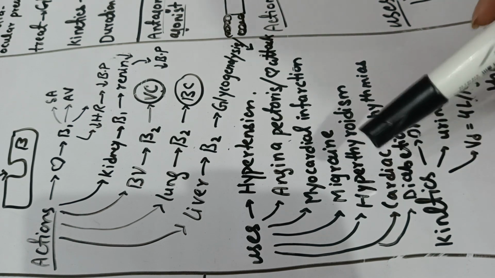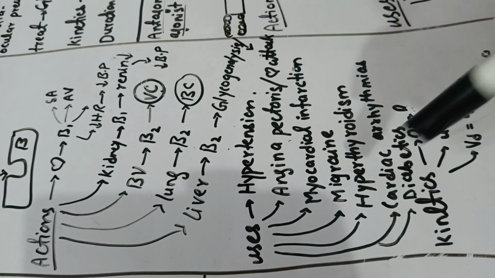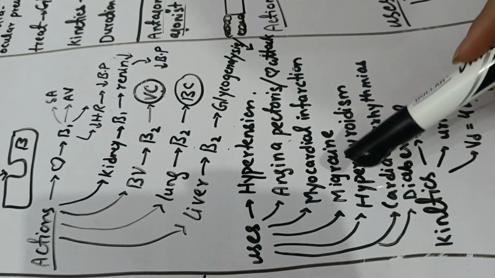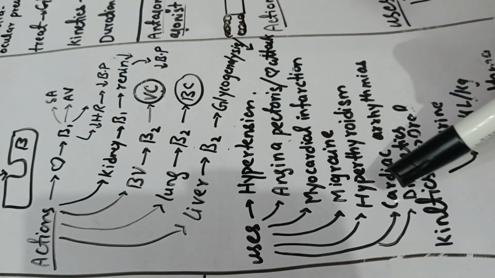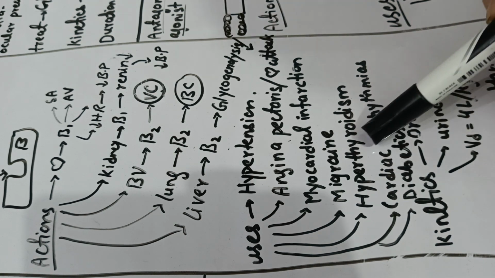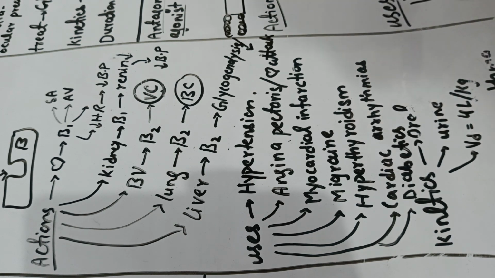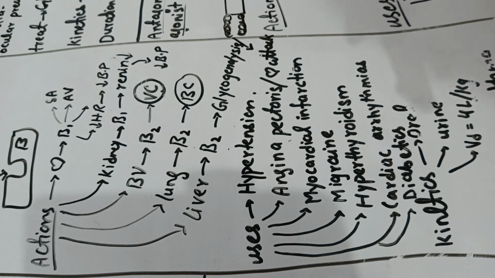It is also used to treat migraine. As we have discussed, it can enter the CNS, it is lipophilic in nature, therefore it has quite an effect on your central nervous system, and so it decreases the headache, which is the migraine. Then the person with hyperthyroidism has high sympathetic activity, so it is also used to treat it by decreasing the sympathetic activity. Then it is also used to cure cardiac arrhythmia, meaning ups and downs in the heart rate. And lastly, it is used in diabetics.